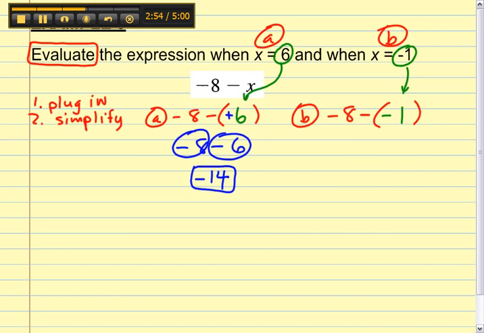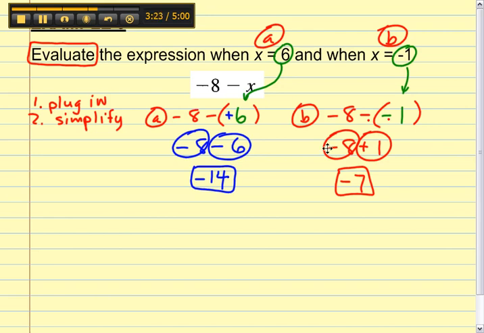All right? Now, let's rewrite this one. Paris, rewrite that one for me. -8 plus 1, because I've got two negatives. Right? Now I'm just looking at -8, +1. When I combine them, Elise, what do I get? -7. Problem solved. Not solved, problem evaluated.